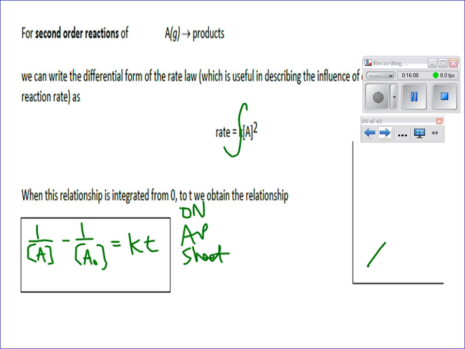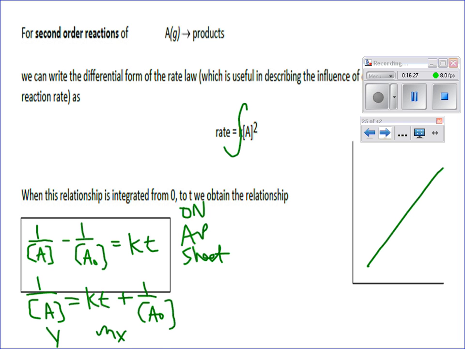However, you do need to know how to graph it. So if we were going to graph, what would we put on the x? Let me go ahead and linearize it first. I get 1 over A is equal to kt plus 1 over A naught. So now y equals mx plus b. If I were to plot, what would I put on the x-axis?